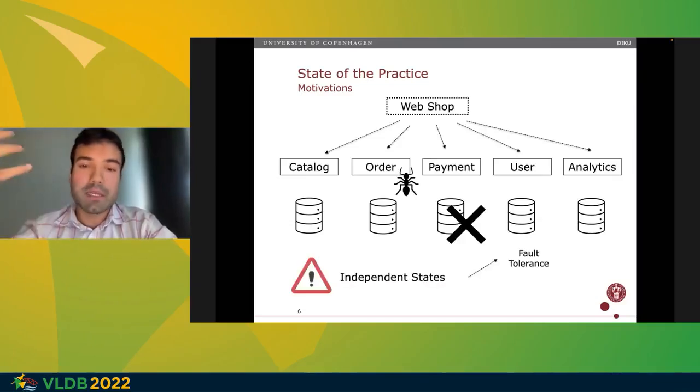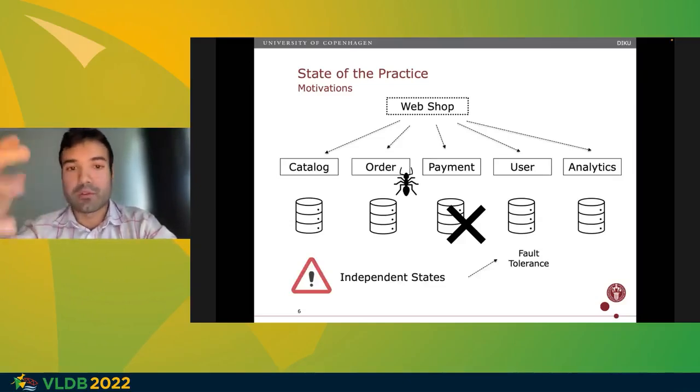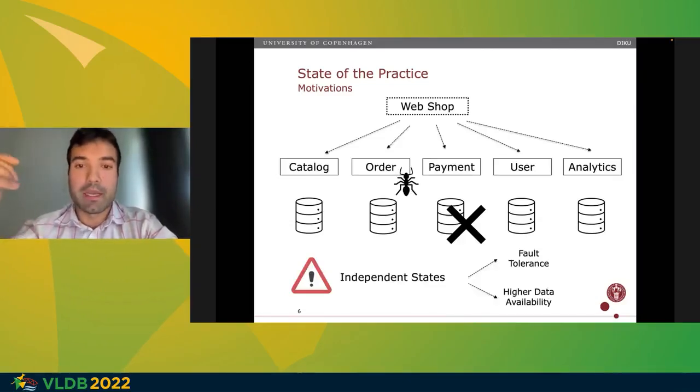That means that because of the independent states, we naturally gain fault tolerance at the application level. And also we have higher data availability, because if you have a bug, it doesn't affect the other modules. And at the same time, if we have some failure, because the data is partitioned, all the data that belongs to the other applications, the other microservices, is still available for access.